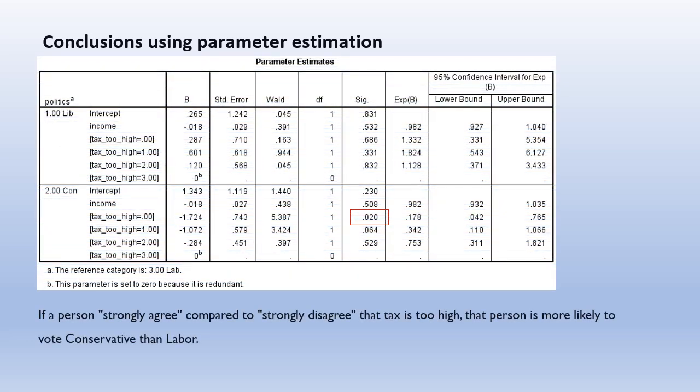As per the parameter estimates table, the only variable which is significant at 0.05 is "strongly disagree" to "tax is too high." So from that we can conclude that if a person strongly agrees, compared to strongly disagreeing, that tax is too high, that person is more likely to vote for the Conservative Party than the Labour Party.